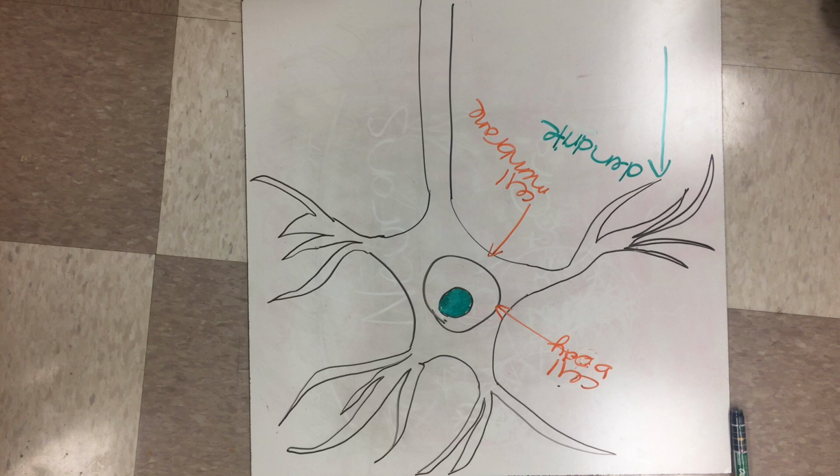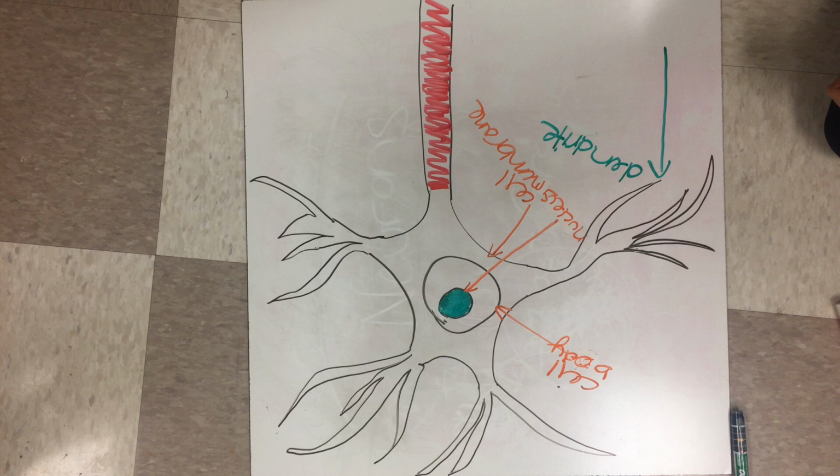The cell body is the control center of the neuron. It directs impulses from the dendrites to the axon. The nucleus is located inside the cell body. The nucleus is a control center of the soma, or the cell body. It tells the soma what to do.